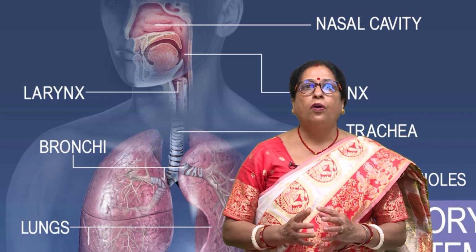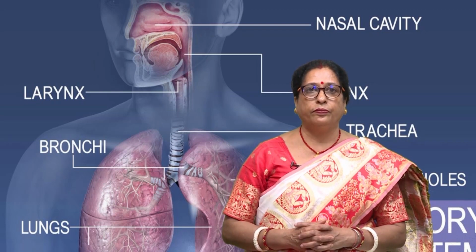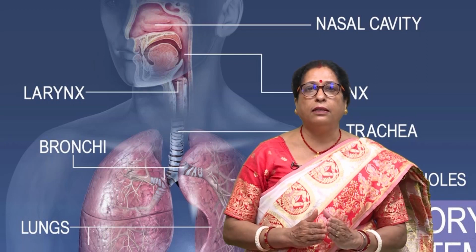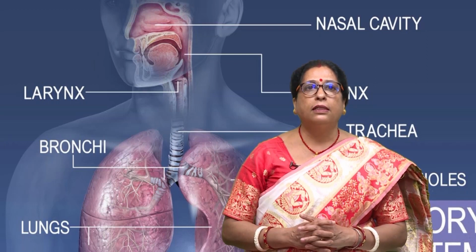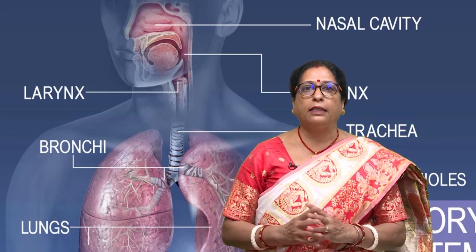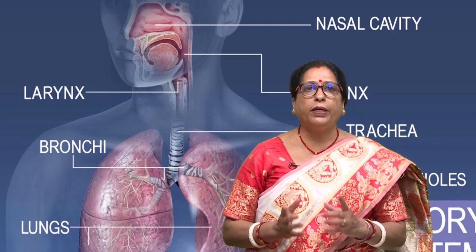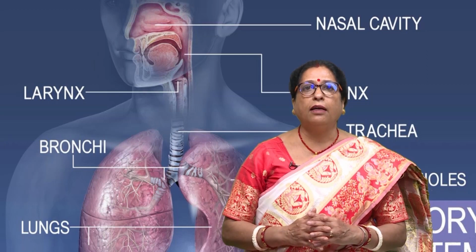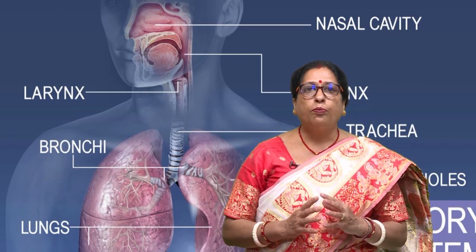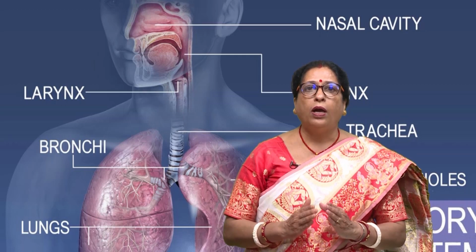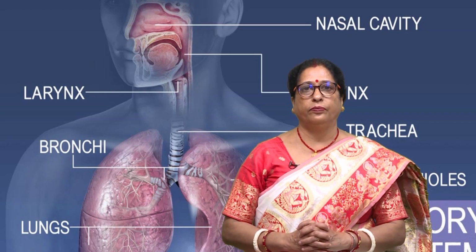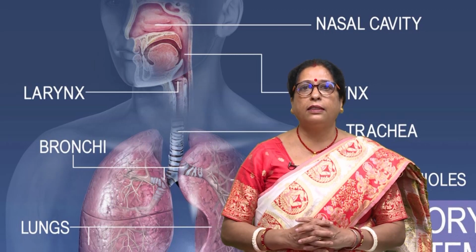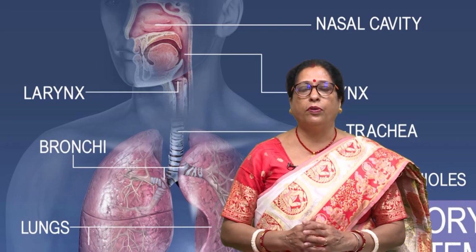Let us move on to the bronchi. There is a tube in each lung called a bronchus that connects to the trachea. There are 2 main bronchi that are extensions of the trachea that help push air to and from the lungs. You can see here the trachea and bronchus.